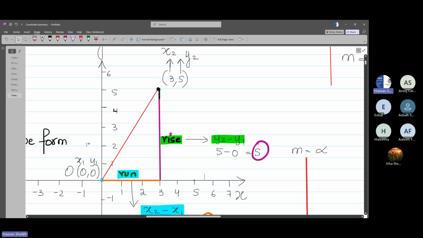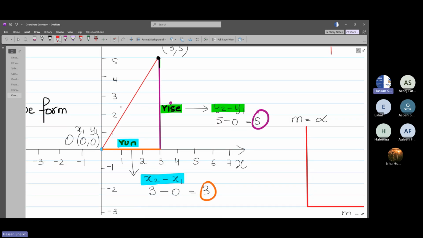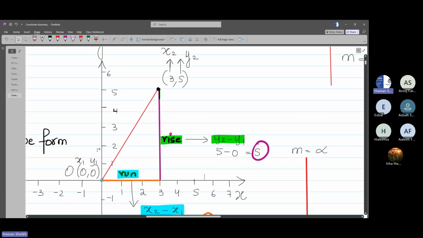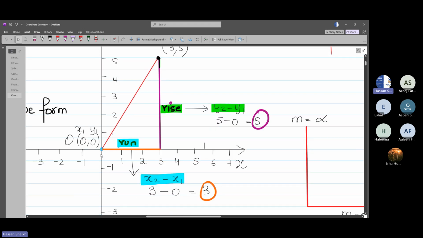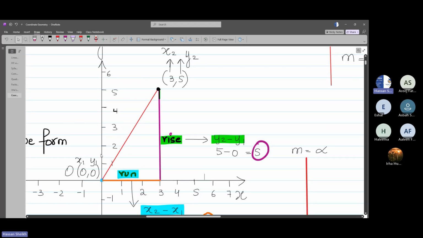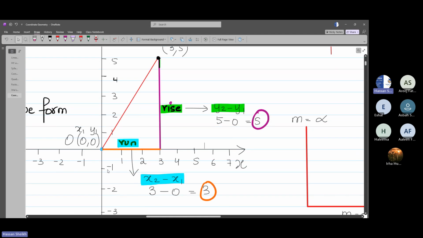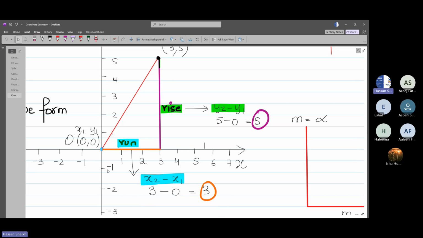Similarly, check out the run. What is the run of this red line? Do you agree that the run of this red line is 3, because it reaches x point 3 starting off from 0? So run is x2 minus x1. x2 is 3 and x1 is 0, so 3 minus 0 is 3. Even with the graph, you see here that on the x-axis this red line is covering a distance of 3. So do you understand that rise is y2 minus y1 and run is x2 minus x1, which is 5 minus 0 and 3 minus 0?